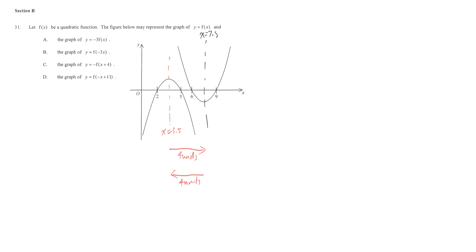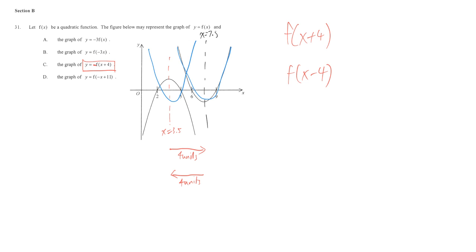And it is affecting x. So maybe there is a new function which is f(x plus 4) or f(x minus 4) appearing in our choices. So it's quite straightforward that we find that C most probably will be the answer. And then after that, there is a negative outside. So it means that this curve moved to the left-hand side by 4.